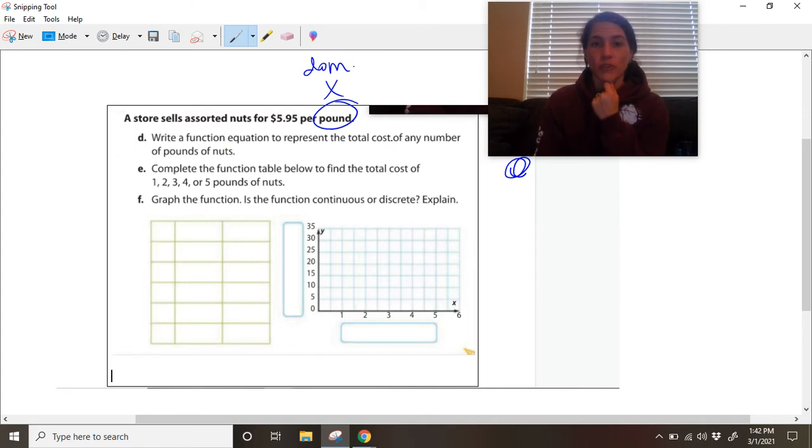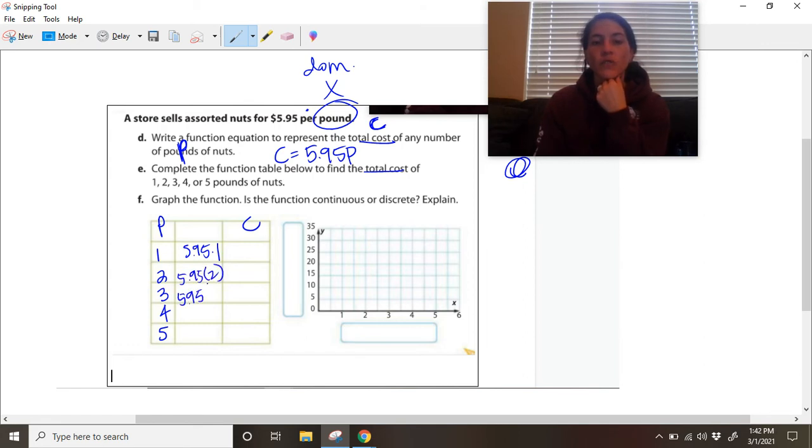Write a function equation to represent the total cost, C, for any number of pounds, P. So we'll use C and P. The total cost is going to be $5.95 per pound because it says per pound, so it means times the number of pounds. Letter E, complete the function table below to find the total cost of 1 through 5 pounds. So our number of pounds and our total cost, 1, 2, 3, 4, 5. And this is where you would do your work, like $5.95 times 1, $5.95 times 2, $5.95 times 3. You get the hint.